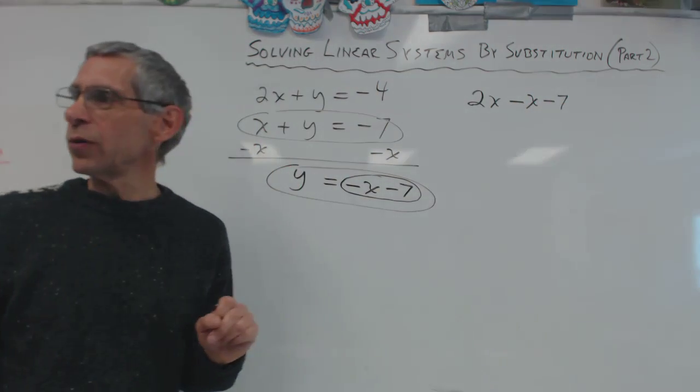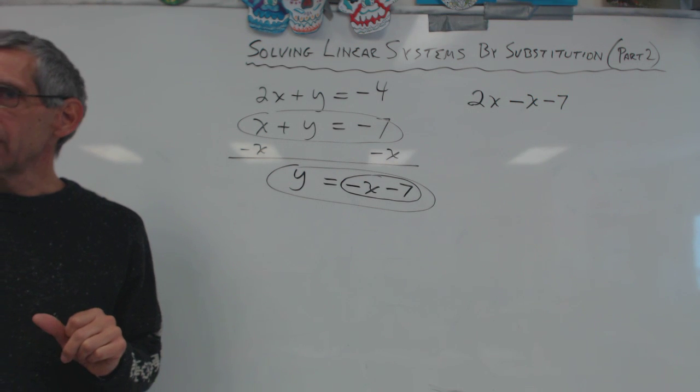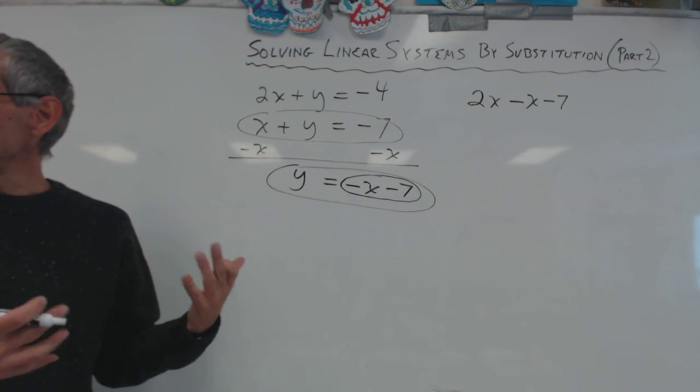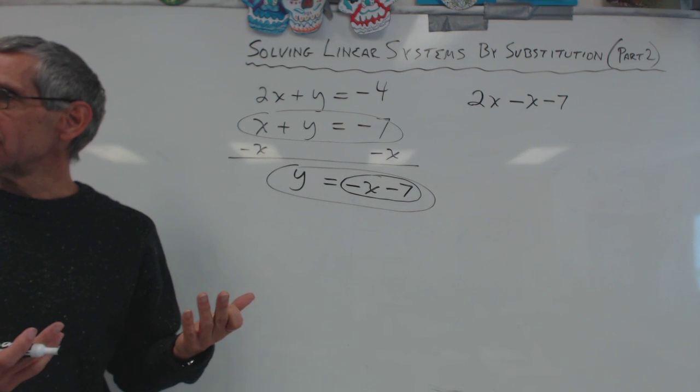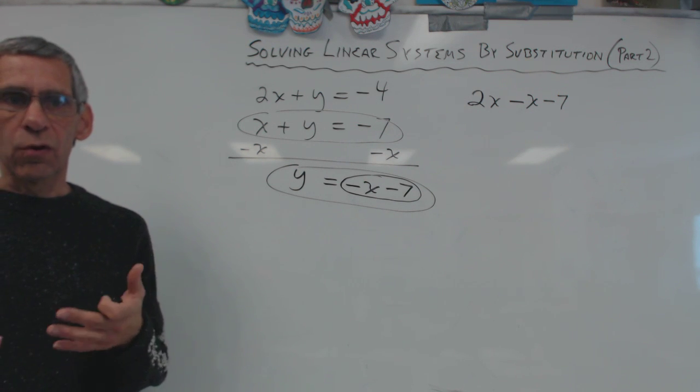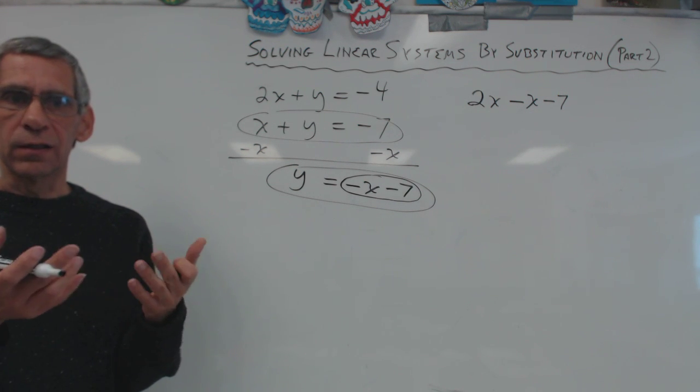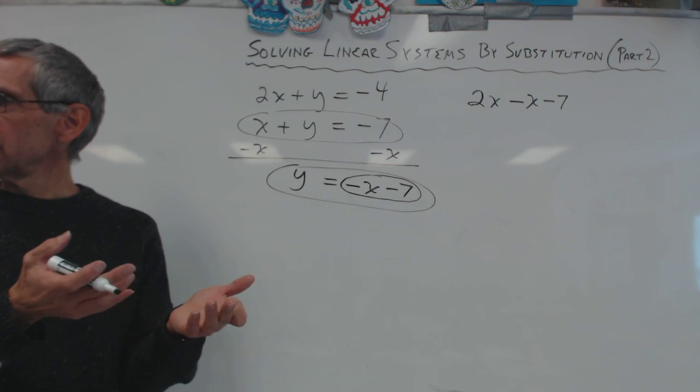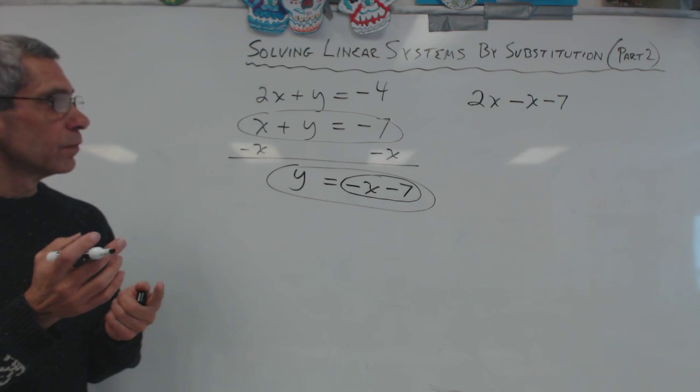Do you see why I don't need the plus sign there? Does that make sense? Because if I'm adding a negative, I'm just subtracting. It's the same thing, right? 4 plus a negative 2 is 4 minus 2. But then you get just x minus 7.